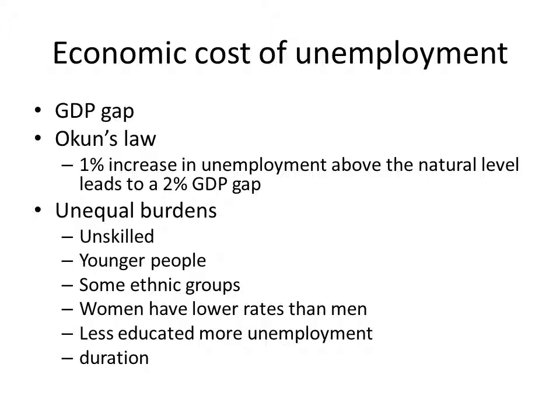It says a 1% increase in unemployment above the natural level, or in other words, if unemployment gets 1% higher than the natural level, which we'll also interchangeably call full employment, that will lead to a 2% GDP gap. You might ask, why not 1%? The answer is, I can't answer that. This is a statistical analysis he has done, and he says that a 1% increase in unemployment will cause actually a 2% GDP gap.